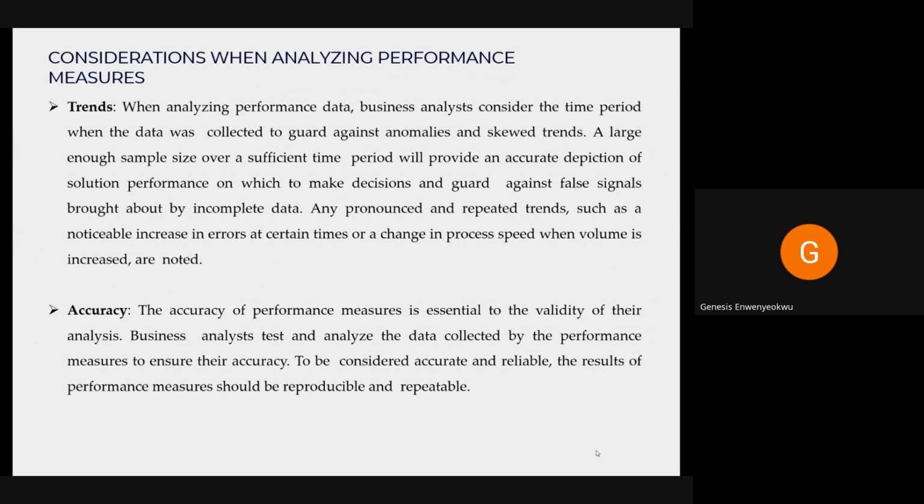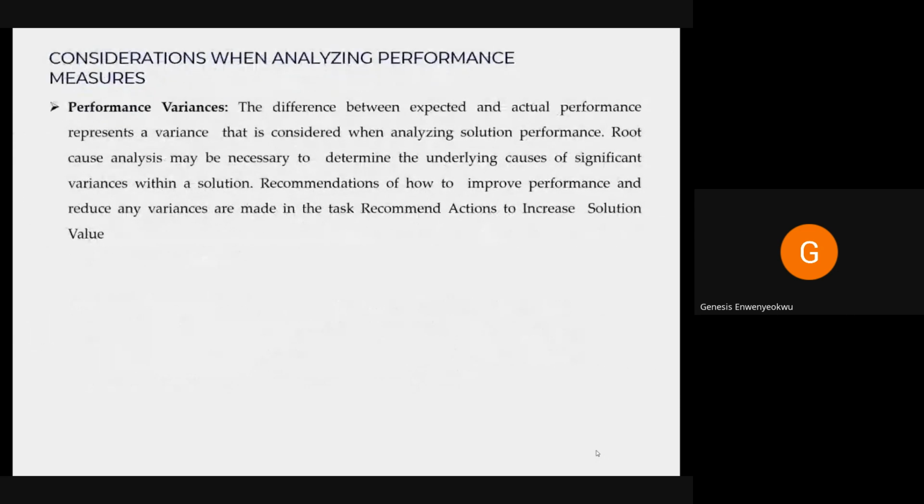The next thing we do is to measure the level of accuracy. In measuring the level of accuracy, we also need to test and analyze the data that we've collected by the performance measure to ensure accuracy. Assuming we've collected performance measures for this month, we just want to validate that those measures are accurate. Let's collect it again for the first week of next month, to validate that the measures we got for this month are actually accurate. So we need to see if those performance measures can be reproducible, if they can reoccur, if they can be repeated when we collect them again. That is it for making sure of accuracy.